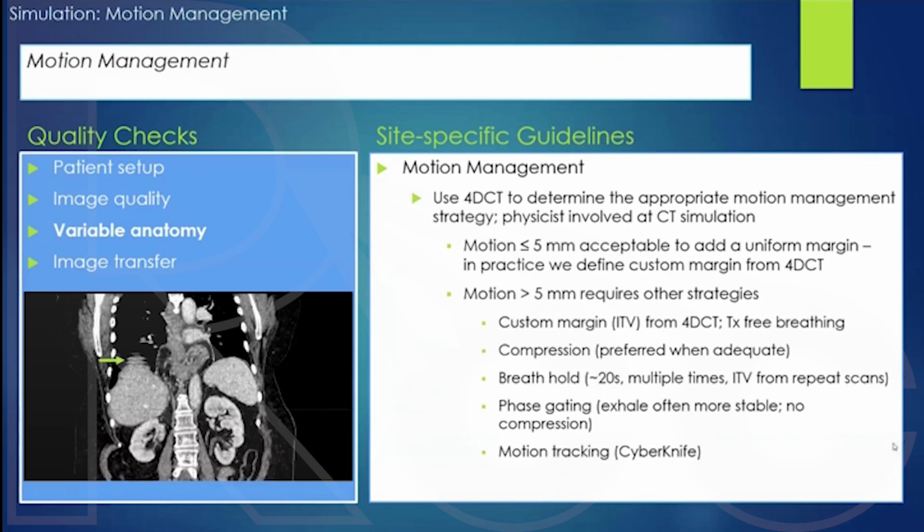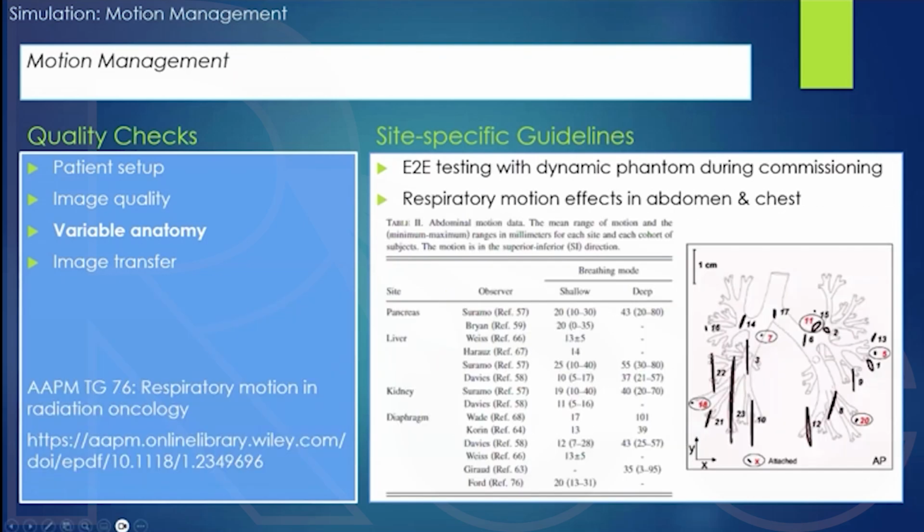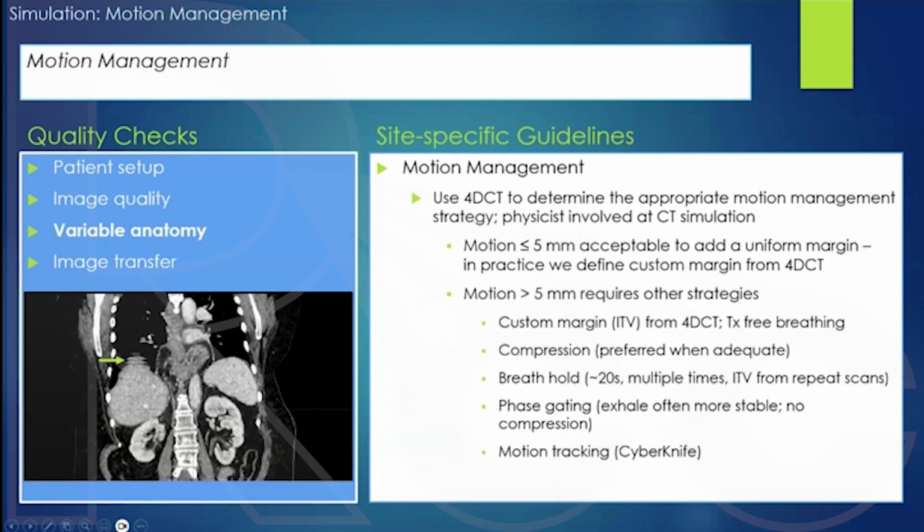So there's a question: when doing image registration, what level of differences between CT and MR or PET is considered acceptable? And to what extent can we use deformable registration?